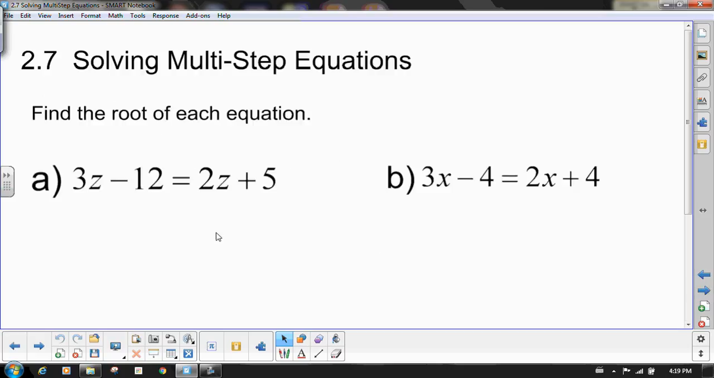All right, so one way this question is often phrased is find the root of each equation. If you ever see that, it means the same thing. Figure out what answer is going to make this true.